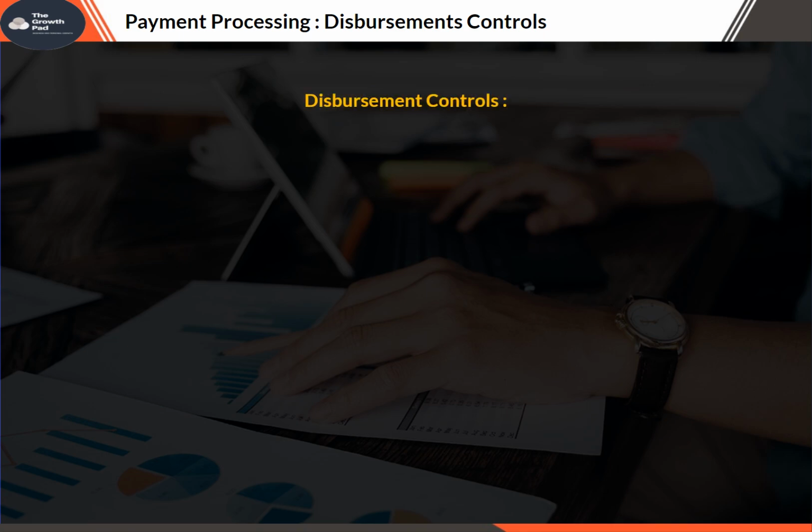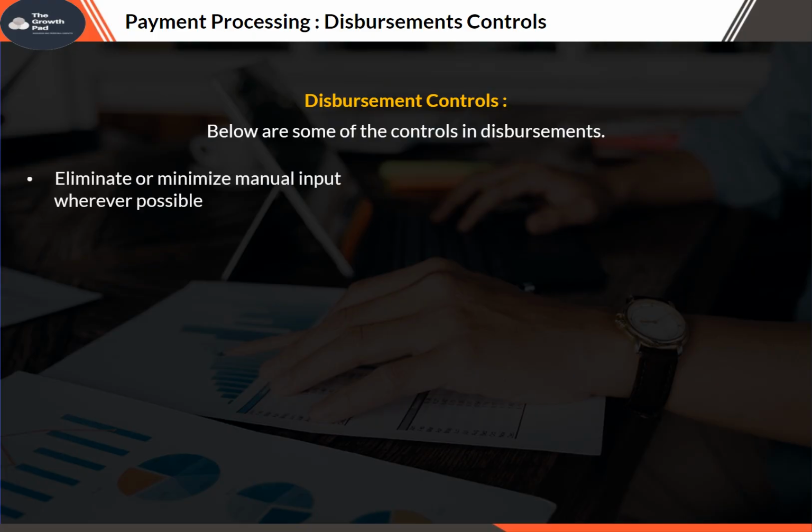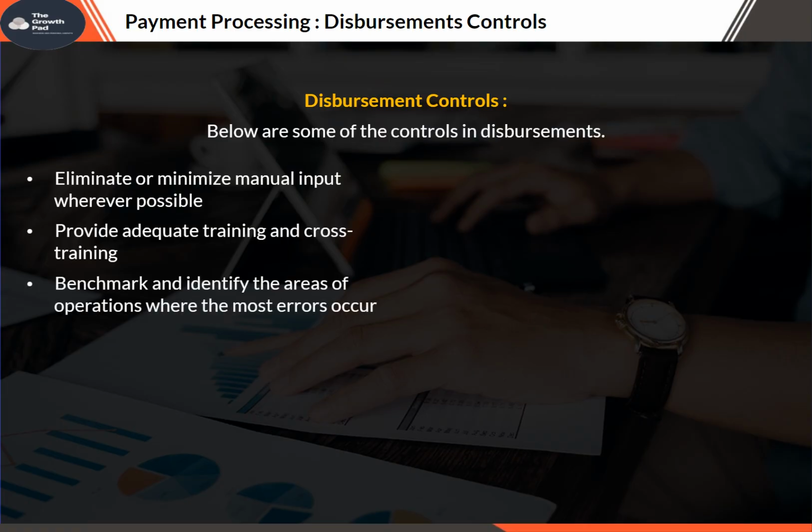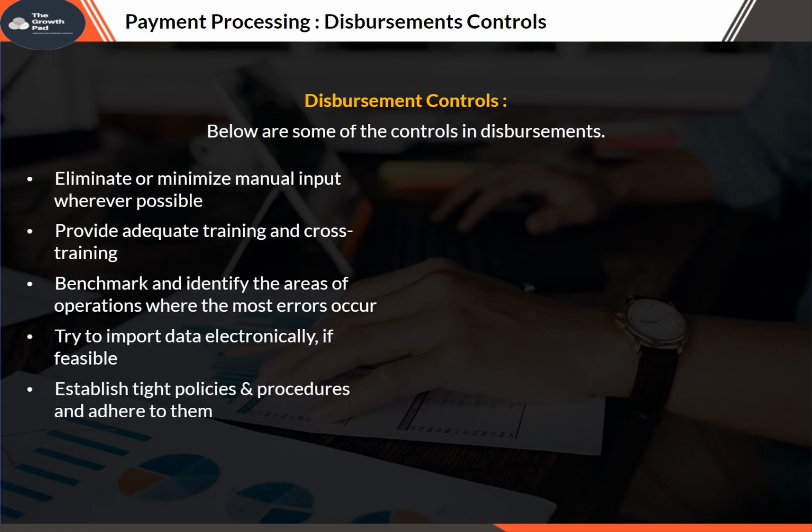Disbursement controls. Below are some of the controls in disbursements. Eliminate or minimize manual input wherever possible. Provide adequate training and cross-training. Benchmark and identify the areas of operations where the most errors occur. Try to import data electronically, if feasible. Establish tight policies and procedures and adhere to them.